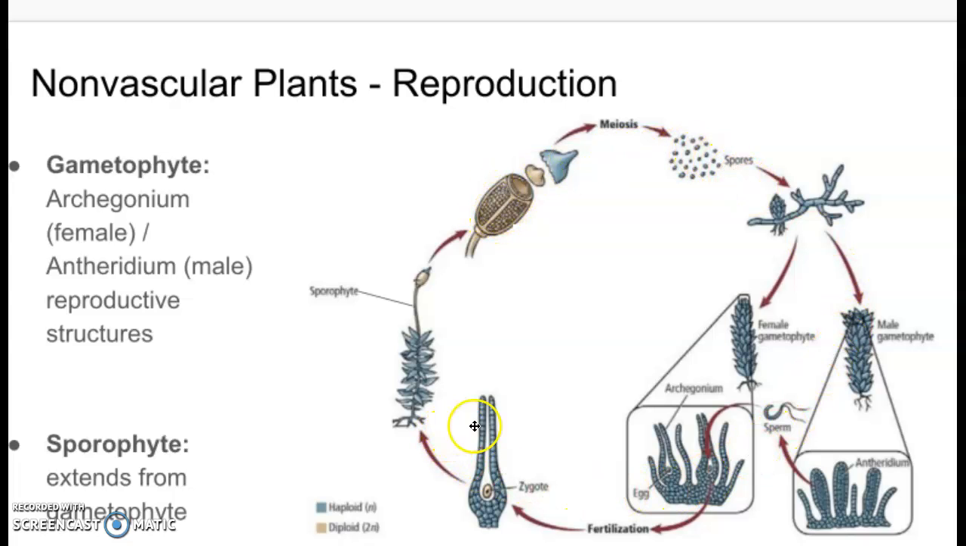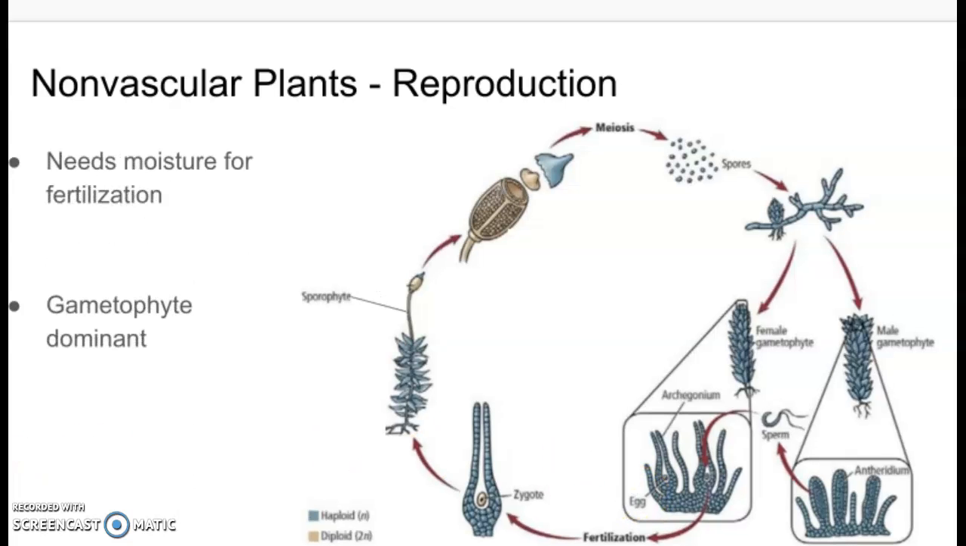Now, once the conditions are right, this sporophyte is going to release the spores, and the process is going to start over. But notice that the egg and sperm, the archegonium and the antheridium, can stay like this for a long time and not reproduce if there isn't water that carries the sperm over to the archegonium. So the big takeaways from this is that non-vascular plants need a lot of moisture and water to carry the sperm for fertilization, and that they live mostly in the gametophyte stage.